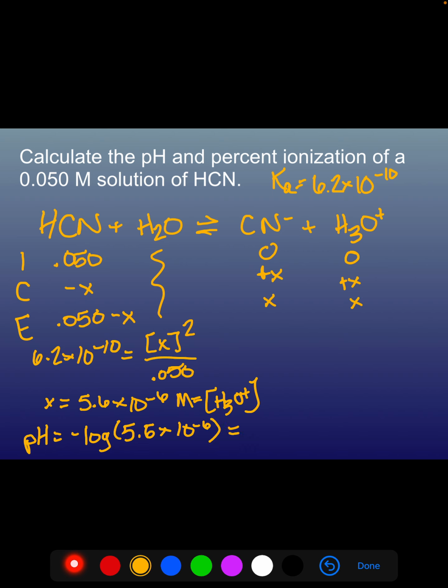That would give us a pH value, and it should have 2 decimal points. So this would be a pH of 5.25. The second part of the question wants to know the percent ionization of this.